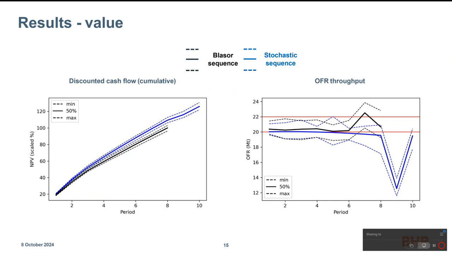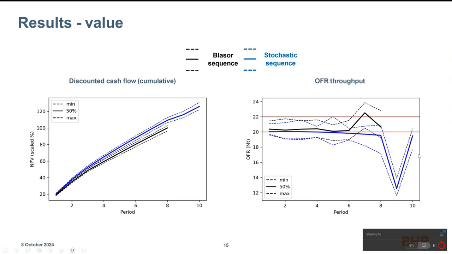They mined for 2 different periods to start off with. So the Blazer sequence stopped mining at the 8th year and didn't mine any further beyond that, whereas the stochastic sequence was allowed to continue mining. But at that 8th year, you can see that there's a value increase of about 13% for the stochastic sequence over the Blazer sequence. And that's achieved with the throughputs, so this is the crusher, the 20 million tonne per annum, slightly lower for the stochastic sequence than the Blazer sequence.